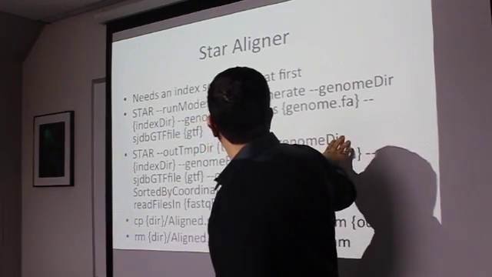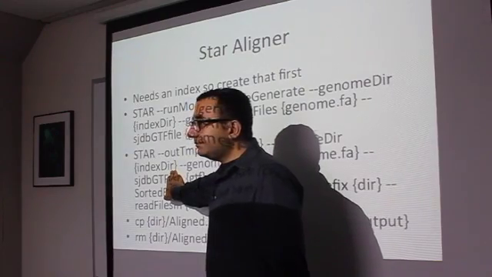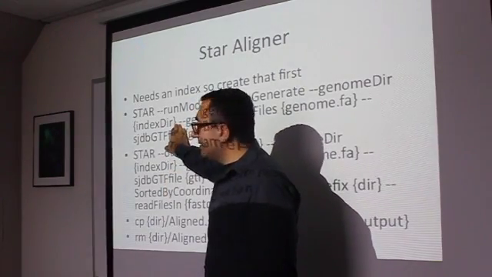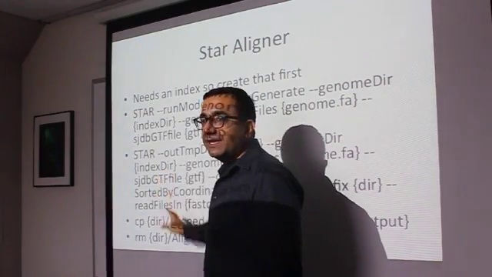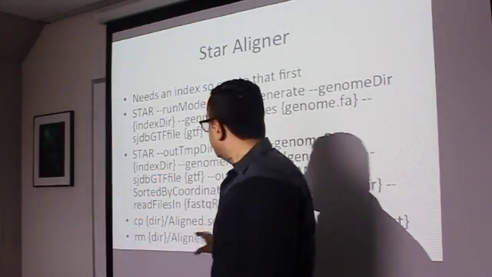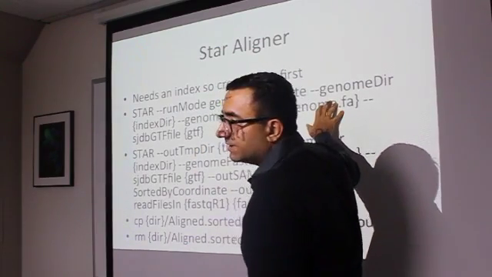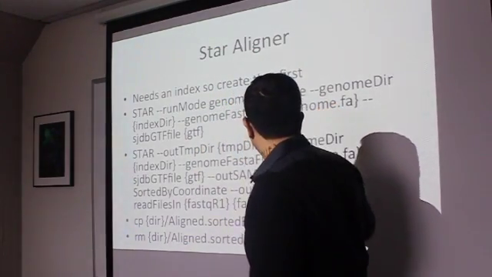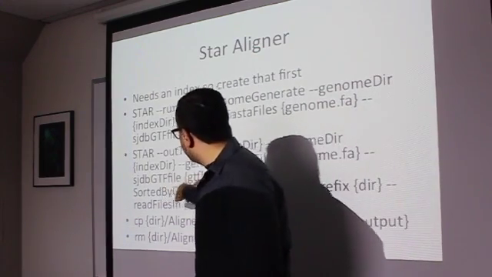So --genomeDir tells you where your index is. What you generated here is the same as this here. Okay? That's where your index is stored, and that's what it needs. And then the genome FASTA file is the same file as the one that you used to generate the index. The GTF file also stays the same.